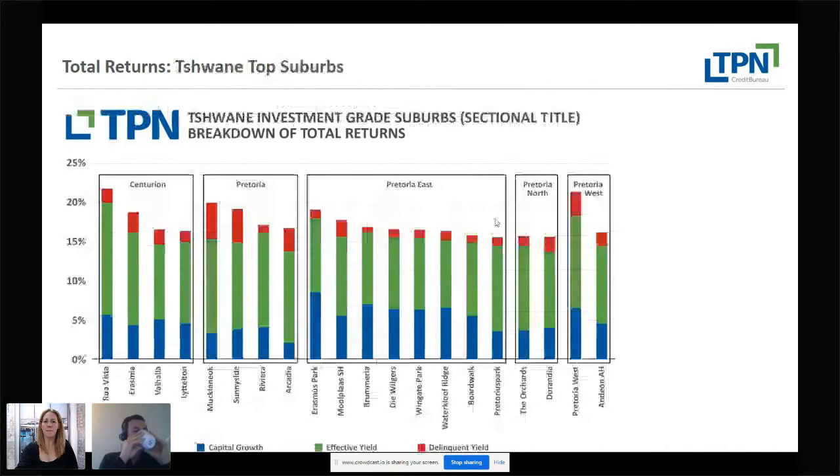I'm going to do Pretoria. Pretoria West always pops for me. Oh, I love Pretoria West, right? Yeah, it's got fabulous capital. Well, fabulous. That's so funny. It's got acceptable capital growth. It's absolutely above inflation. It's got really nice income growth.